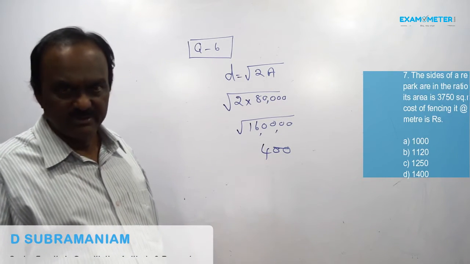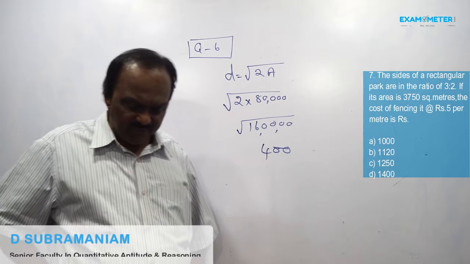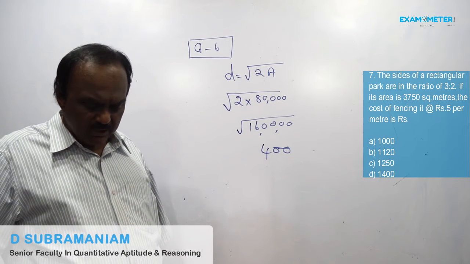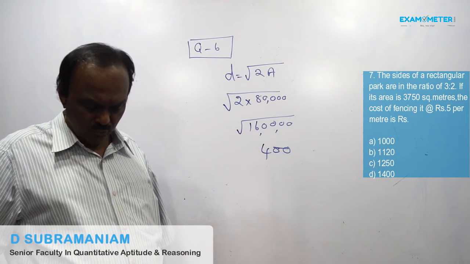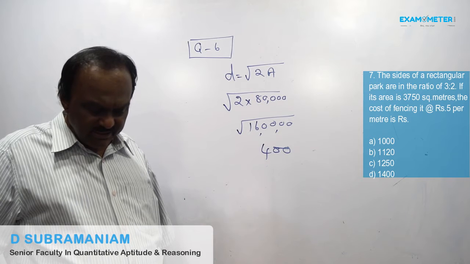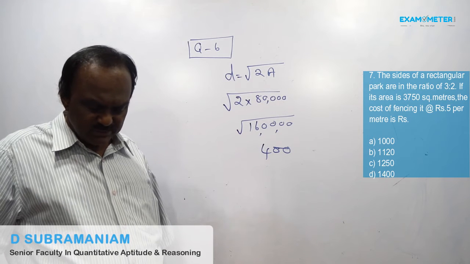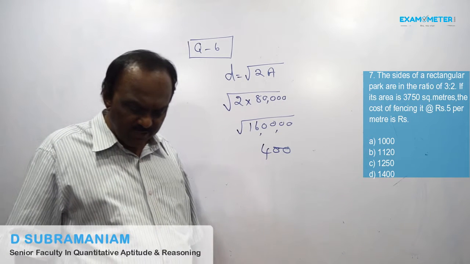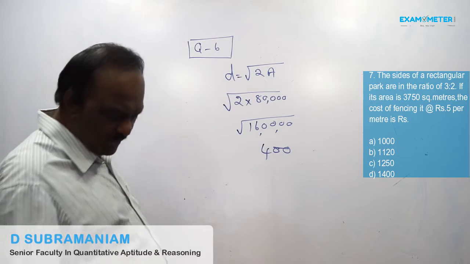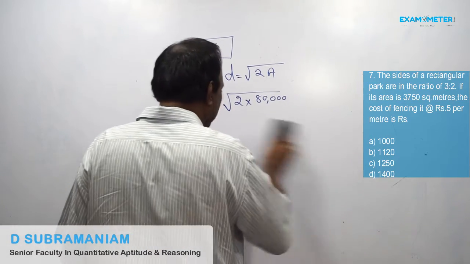Question number 7. The sides of a rectangular park are in the ratio of 3:2. If its area is 3,750 square meter, the cost of fencing it at the rate of rupees 5 per meter is rupees.